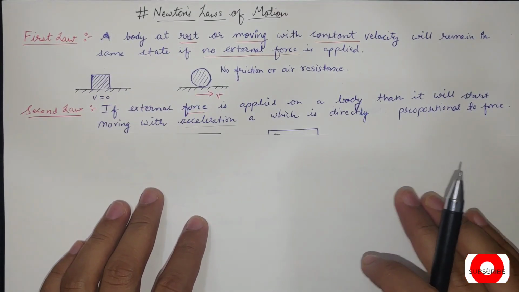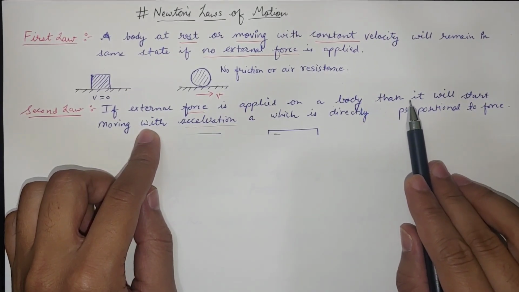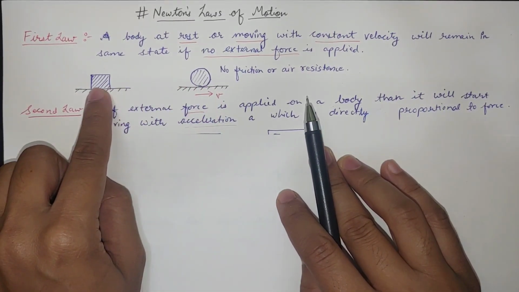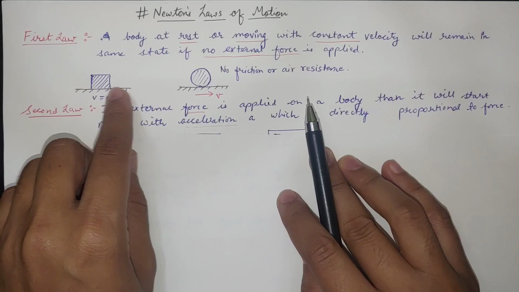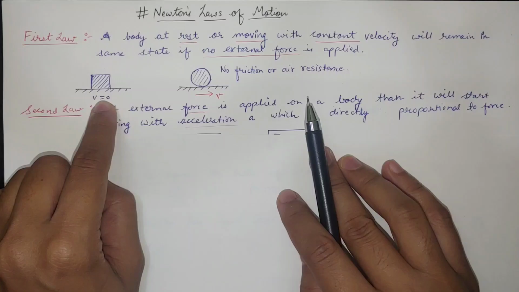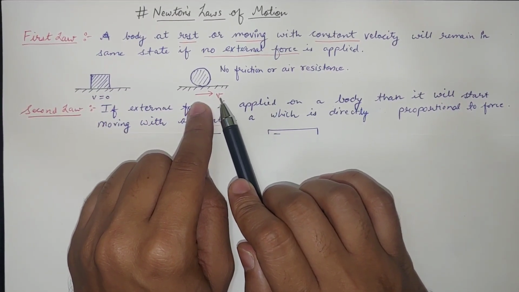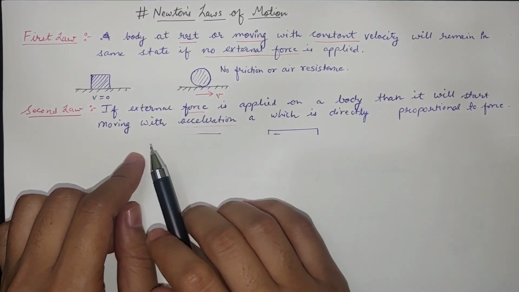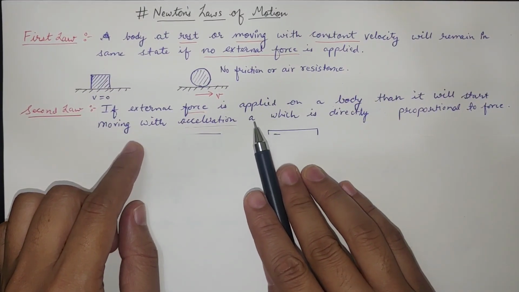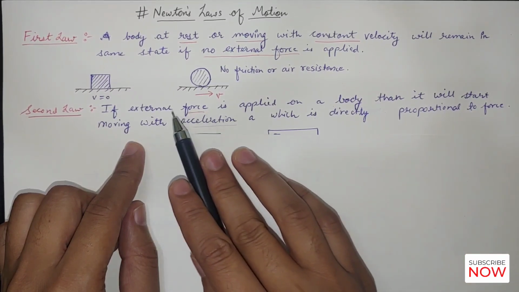The second law is, now if an external force is applied on a body, then it will start moving with acceleration a. So if there is force on this body, then there will be acceleration. Acceleration means change in velocity with respect to time, means its velocity will change. This velocity will not be constant anymore, and this v will be changing, so the magnitude and direction will be changing. It moves with the acceleration a, which is directly proportional to the force.